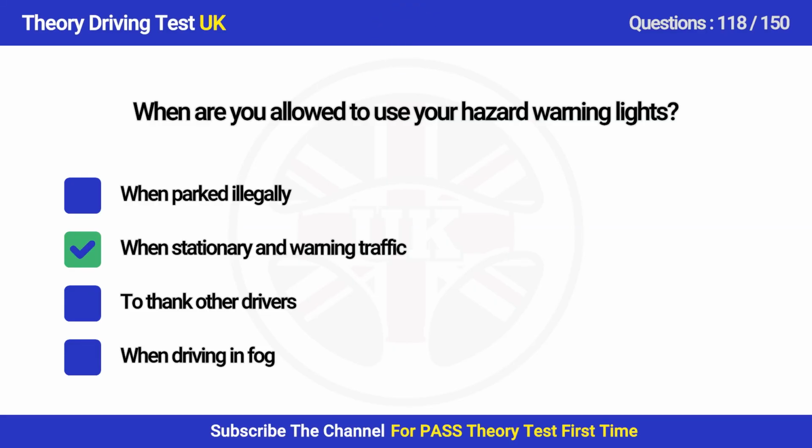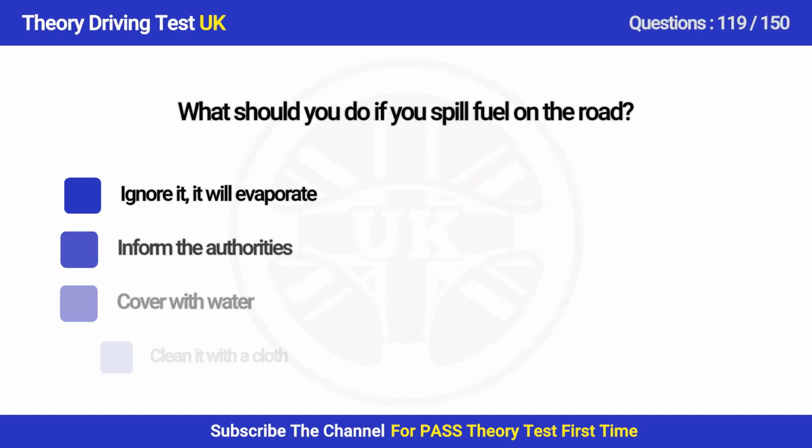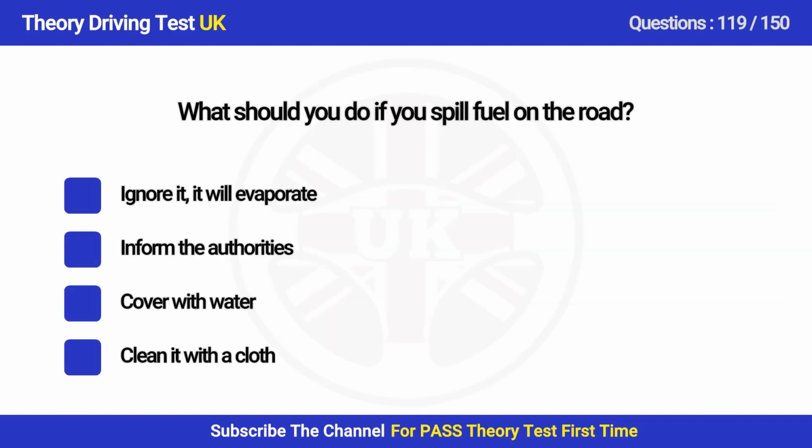Answer is B. When stationary and warning traffic. Hazard warning lights should only be used when your vehicle is stationary and causing a temporary obstruction, or to warn other road users of a hazard ahead on a motorway or unrestricted dual carriageway. They should not be used when driving in fog or for parking. Question 119. What should you do if you spill fuel on the road?